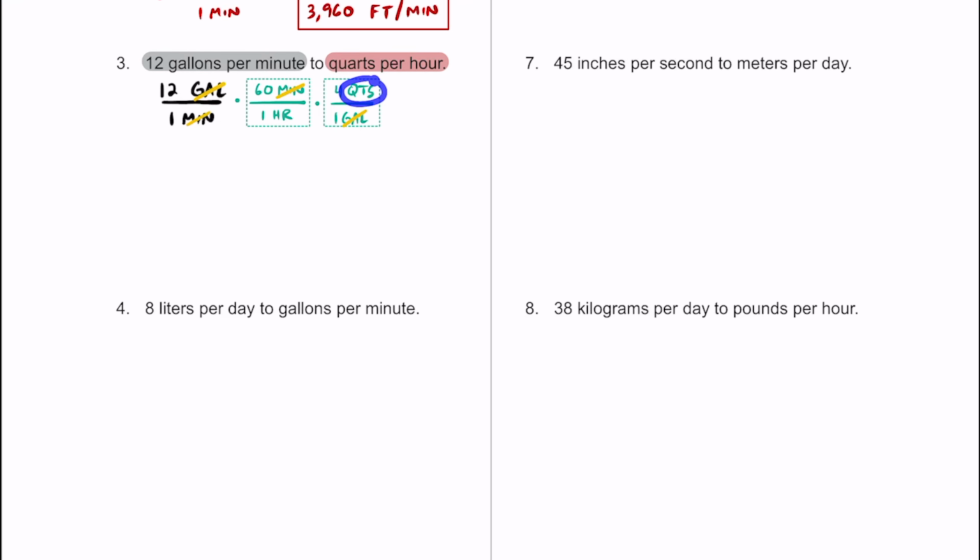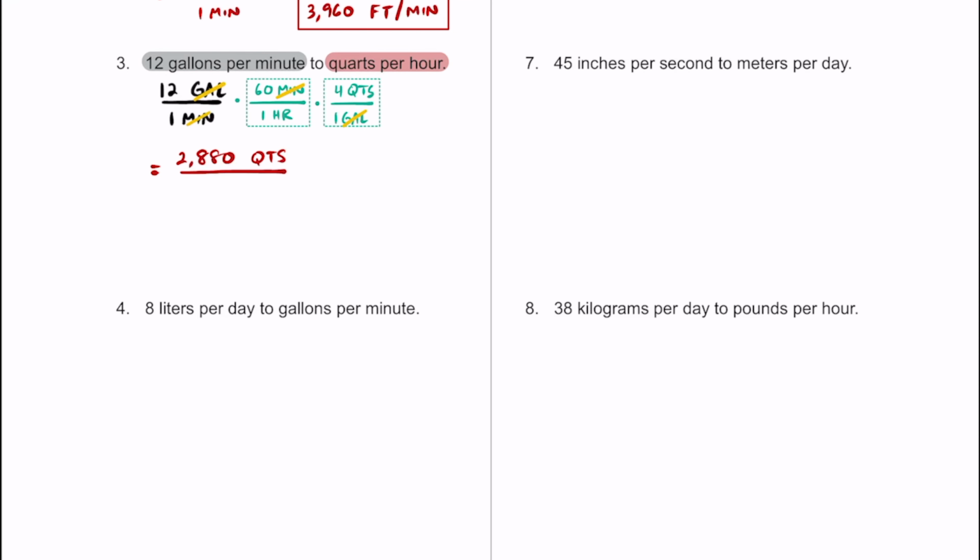So we're going to have quarts per hour, which is what we were looking for. So we're all done with setting up our problem here. Now it's time to go ahead and use a calculator. What we're going to do is multiply this 12 by 60 by 4. If we multiply 12 by 60 by 4, that's going to equal 2,880. And we just have quarts on top, so I'm going to put QTS for quarts.